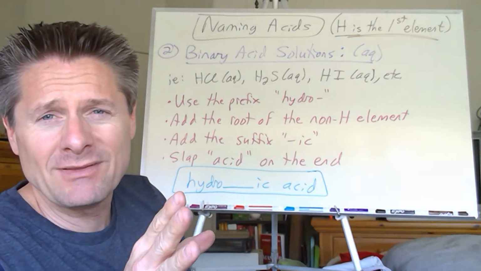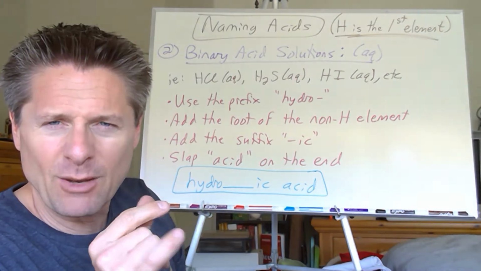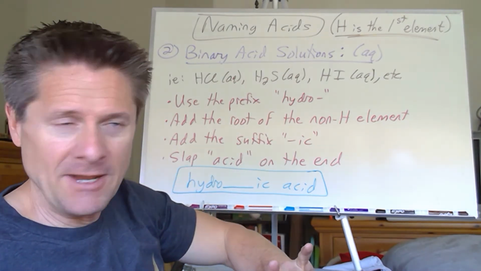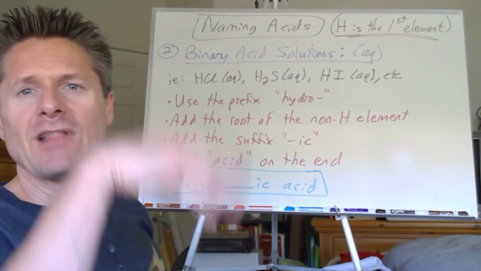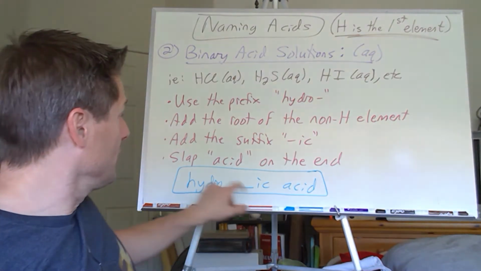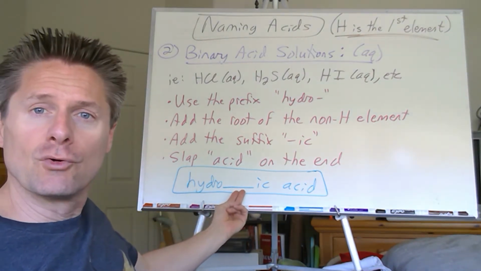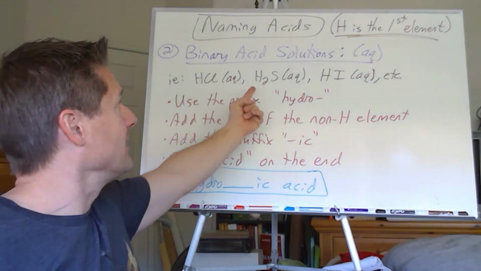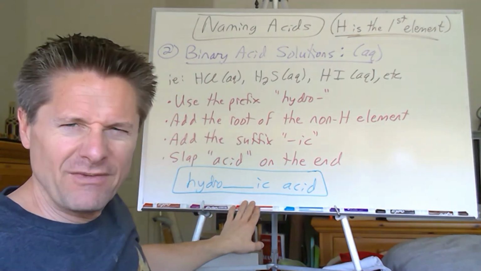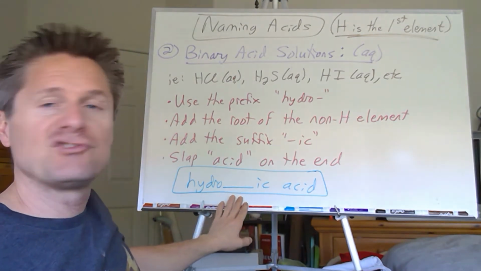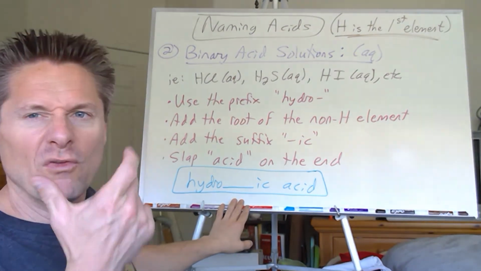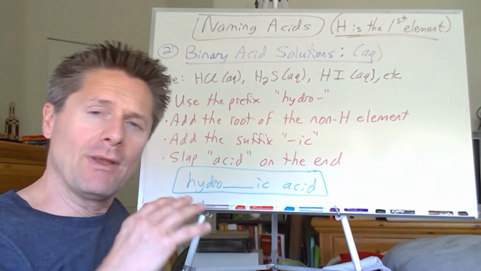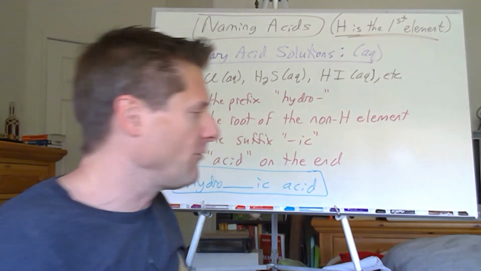With some exceptions, sulfur and phosphorus are a little bit twisted from what you'd think. Then we add the suffix ic, and we just slap acid on the very end. So you'll see hydro, the root of the non-hydrogen element, ic acid. So hydrochloric acid. You'd think it'd be hydrosulfic acid, but it's hydrosulfuric acid. They keep the whole sulfur in there. This would be hydroiodic acid. Let me erase the board. We'll do a few of them. You'll get a feel for it. Not too bad.